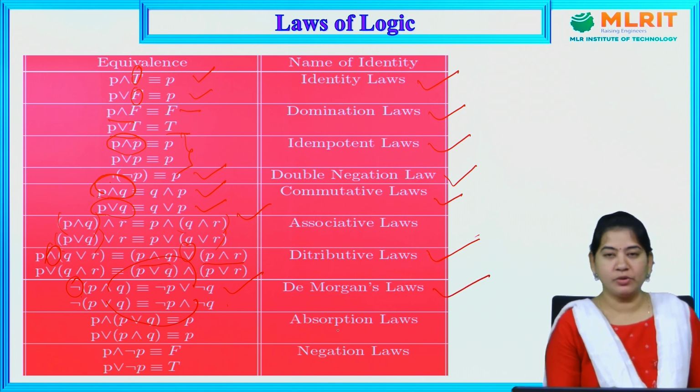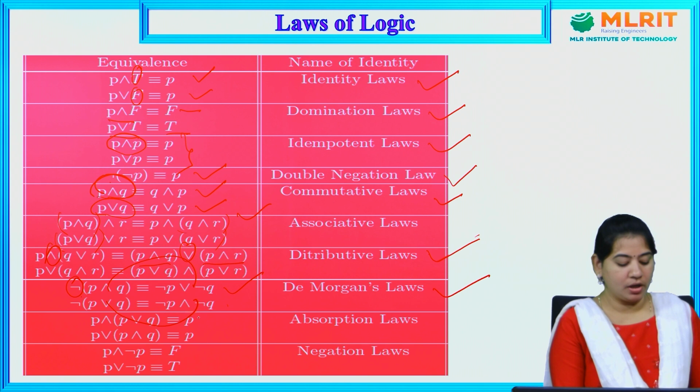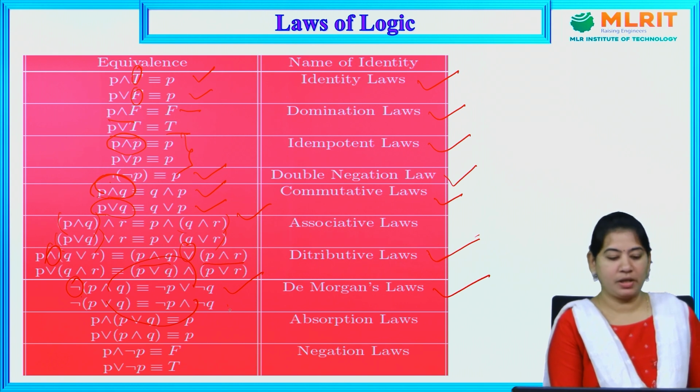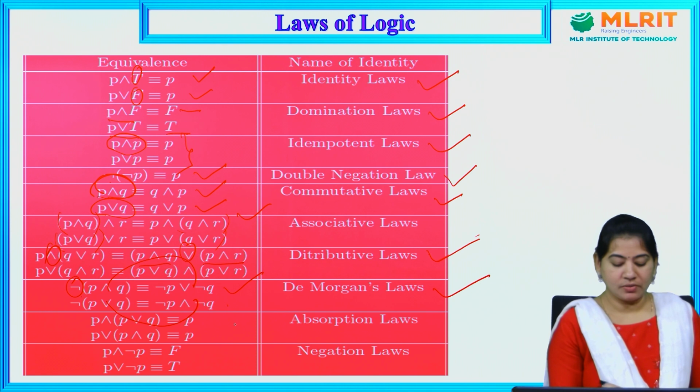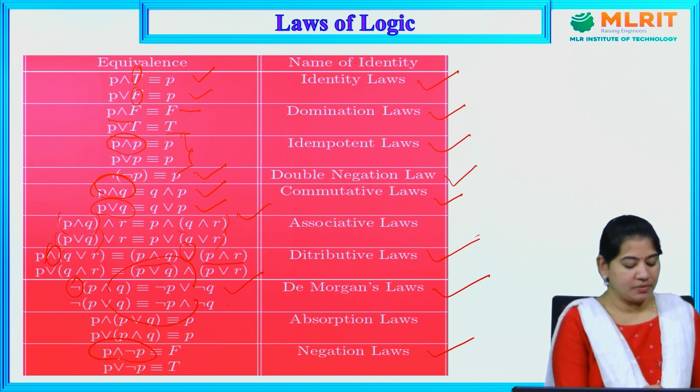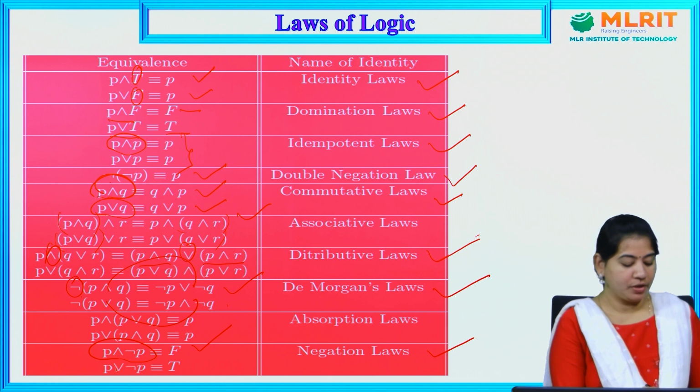Next we have absorption law. P and (P or Q) is always equivalent to P, or P or (P and Q) is always equivalent to P. So next we have a negation law. So P and negation P is always equivalent to F. P or negation P is always equivalent to true.